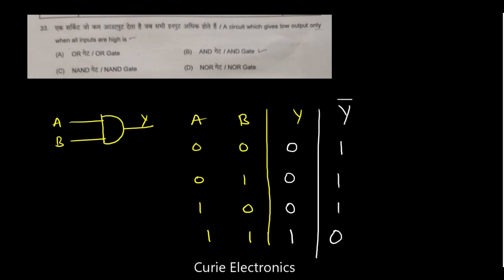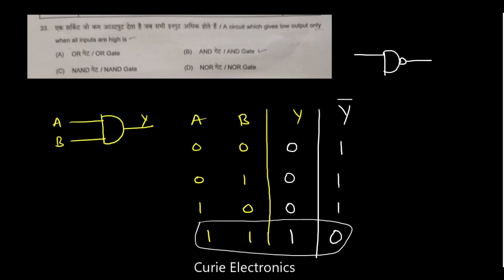Now what is the question? A circuit which gives low output only when all inputs are high. When all inputs are high, the output is low. Then what is the gate? It's a NAND gate. That means to an AND gate, we are connecting a NOT gate. So the answer is NAND gate. Option C is the right answer.